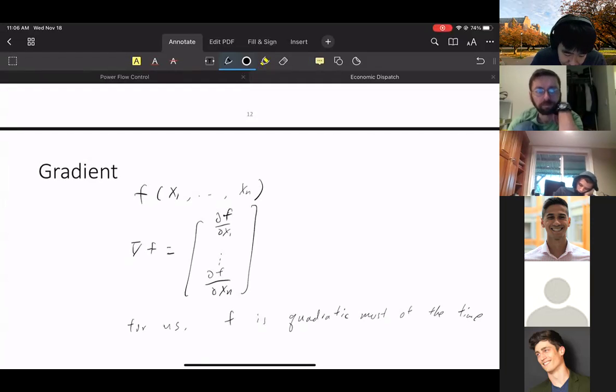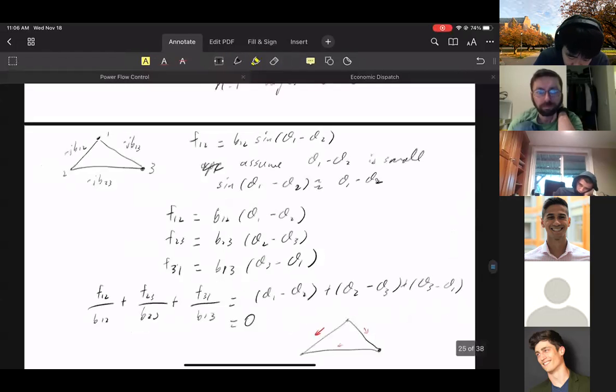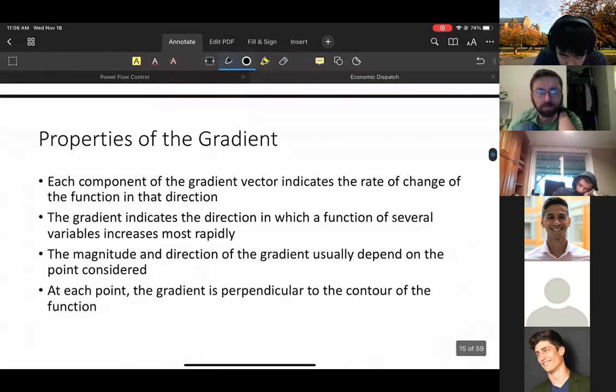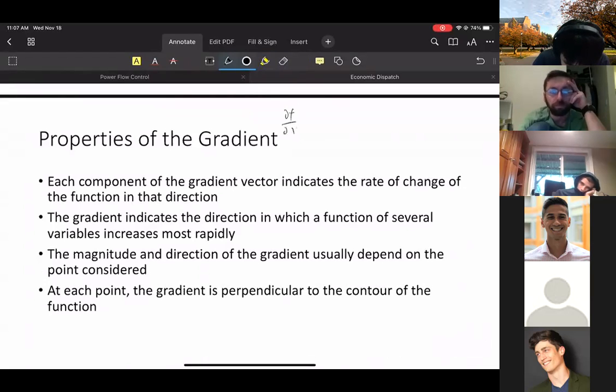There are some interpretations of the gradient. If you look at a single component, say df/dx1, this tells you the rate of change along the first component. This is what the derivative means. If you look at the entire vector altogether, what does this entire vector say? If a single derivative is a rate of change in one component, then what does this vector tell us?